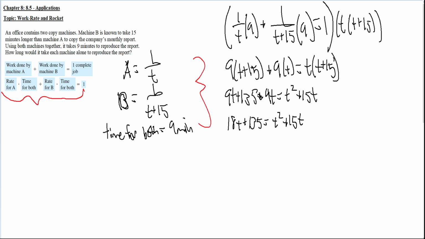And then I'm going to use the complete the square method, because I already know that this won't be factorable. So what I'm going to do is subtract 18t on both sides. So I'll have 135 is equal to t squared plus 15t minus 18t. And those two combine to give us negative 3t.